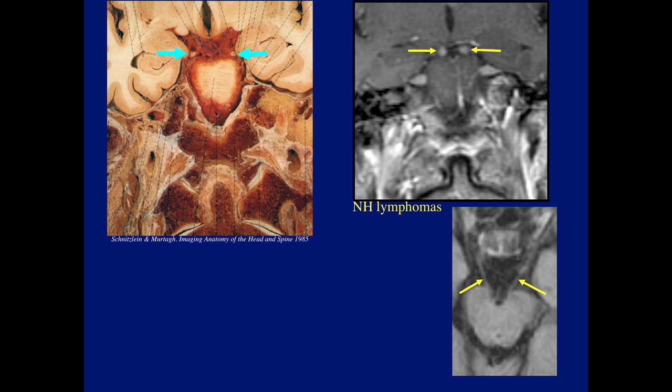Now, here we see both third nerves kind of sitting above the pons here on the coronal plane. And notice again, here's the pons. We see both third nerves as well as this. The IACs are also enhancing. So this is lymphoma involving the third nerves in the coronal plane.